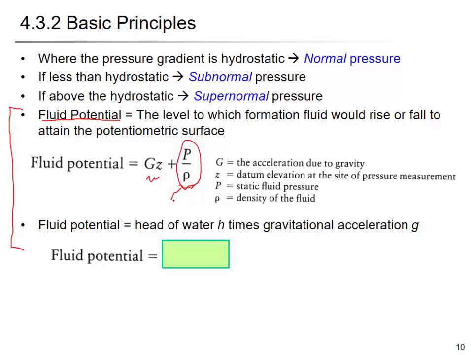Is this the pressure head or elevation head? So here the large P is fluid pressure. Oh, thank you. This is a pressure head, actually times g. And this one is g, the gravitational acceleration, 9.8. And Z is the datum elevation, so this is the elevation head.